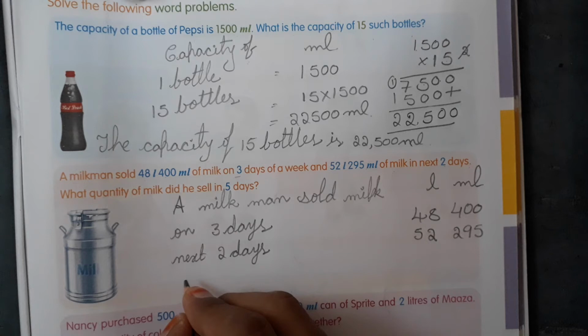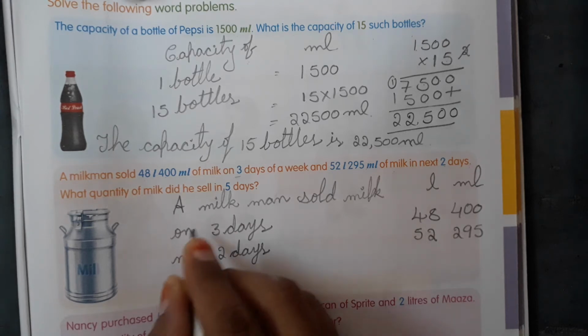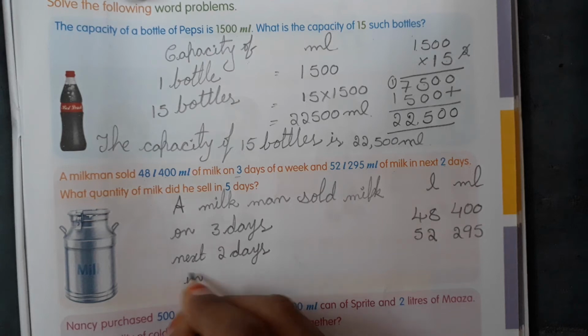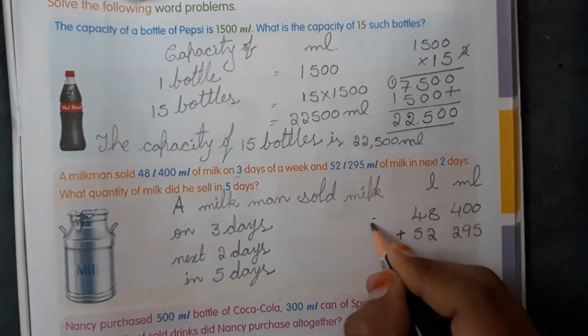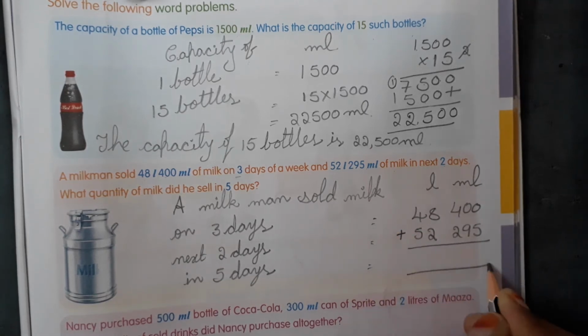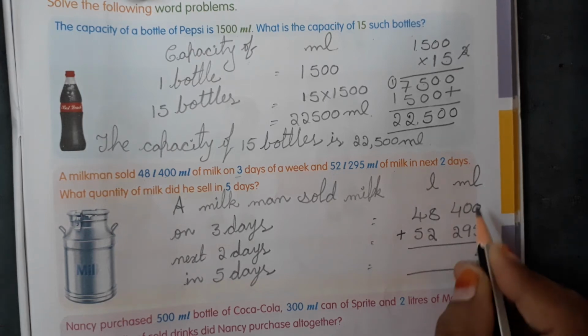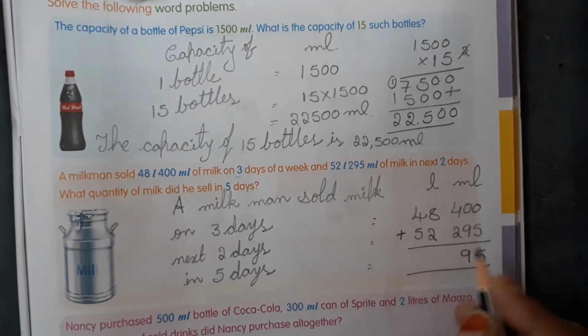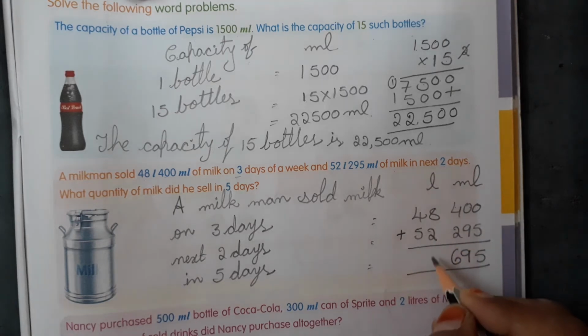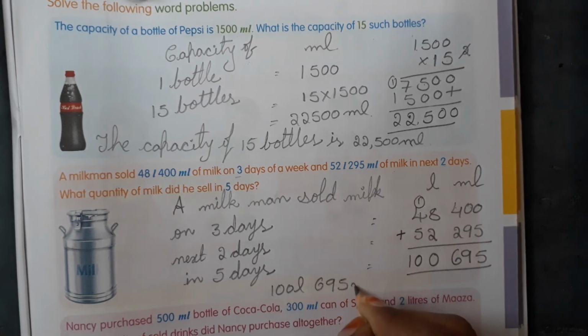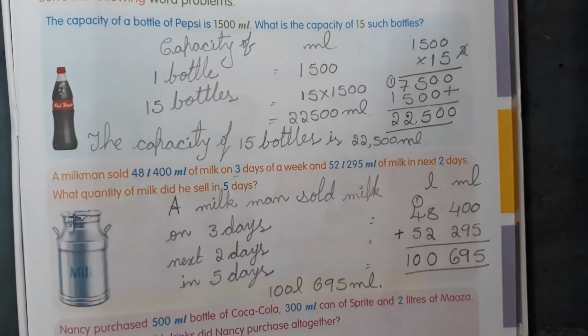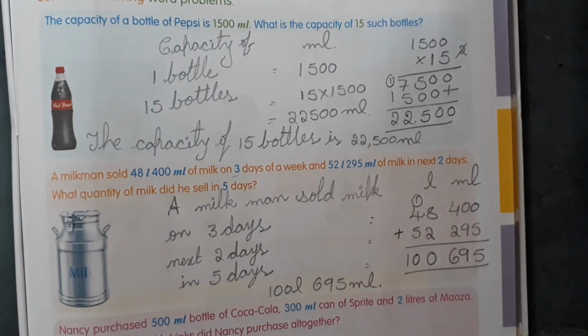So you have to find out 5 days. A milkman sold milk in 5 days. So here you are finding the total. So add these two numbers. 0 plus 5, 5. 0 plus 9, 9. 4 plus 2, 6. 8 plus 2, 10. 1 is carry forward, 0. 4 plus 1, 5. 5 plus 5, 10. So 100 liters, 695 ml of milk is the quantity of milk he sold in 5 days.